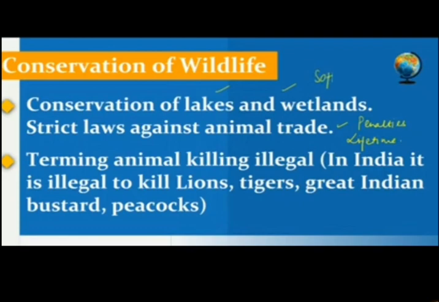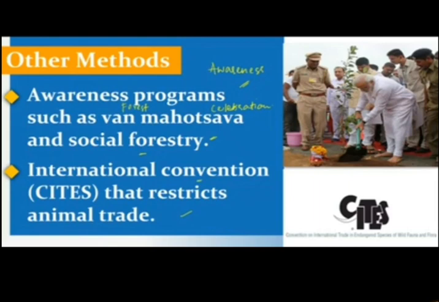Besides this, other things also we can say, other methods we can follow. Some of the other methods: awareness programs like social forestry and Van Mahotsav should be encouraged at the regional and community level. So Van Mahotsav, as you can see here in this picture also, here our Prime Minister. So awareness programs such as Van Mahotsav and social forestry: plant trees, more and more. So that is why you have to plant more and more trees.